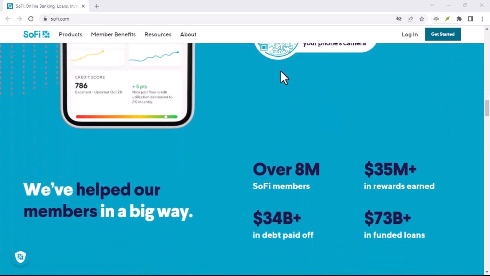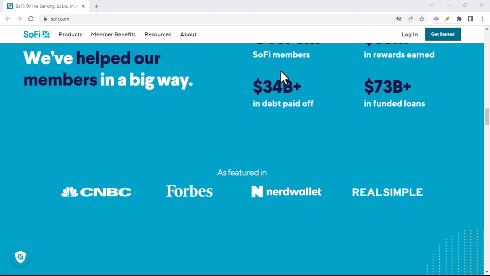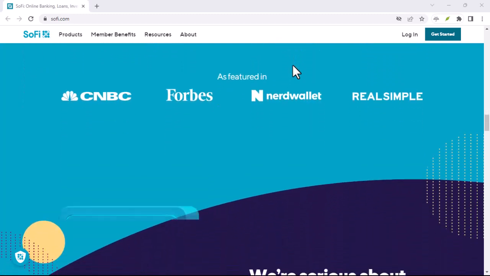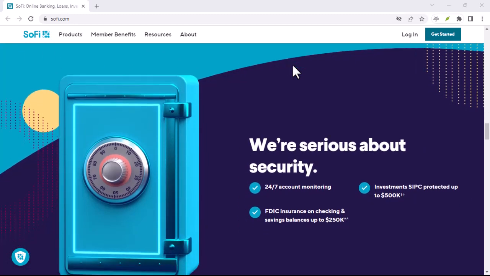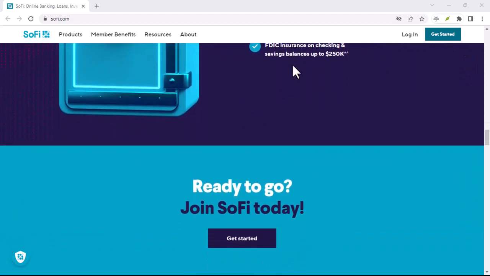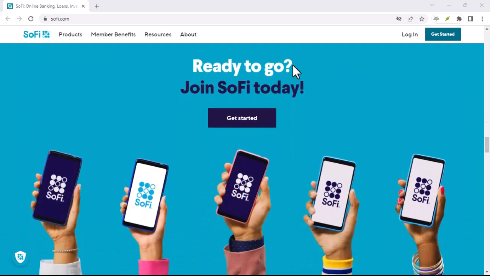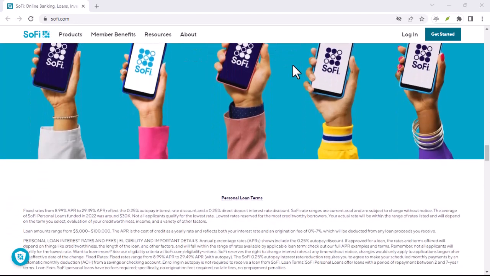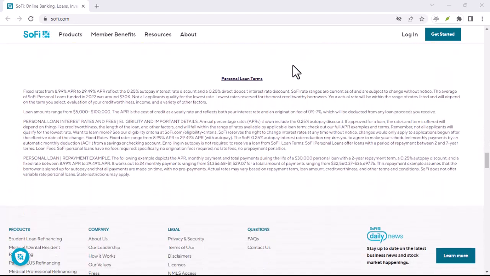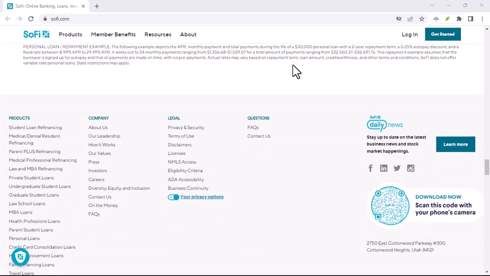Another potential concern is regulation. Fintech companies like SoFi are a relatively new phenomenon, and the regulatory landscape is still evolving. If regulators put the brakes on SoFi's business model, it could significantly impact their growth. So, what does all this mean for you?